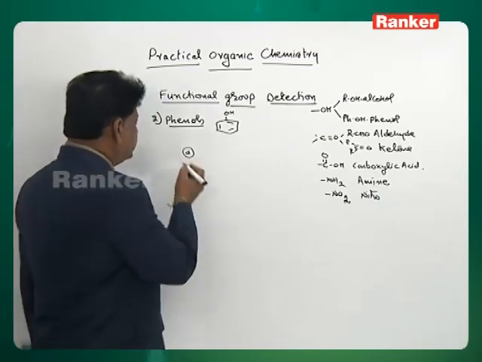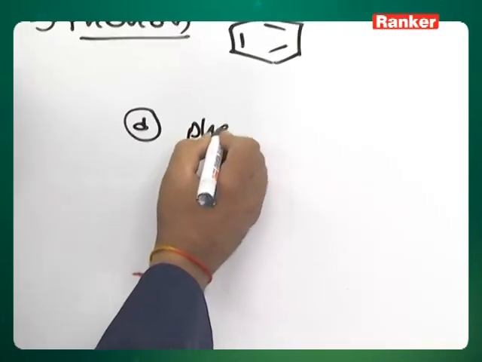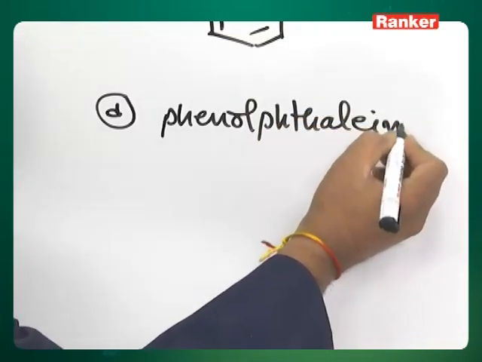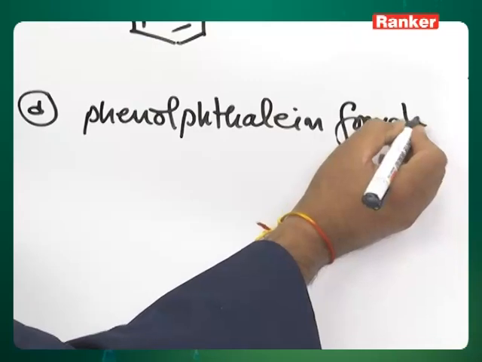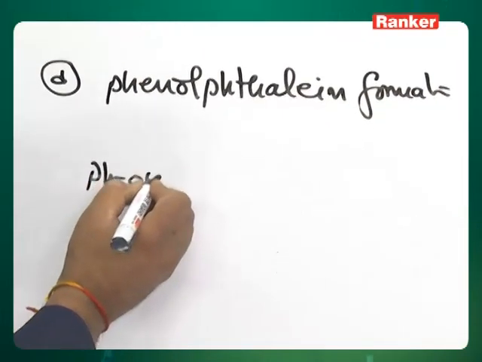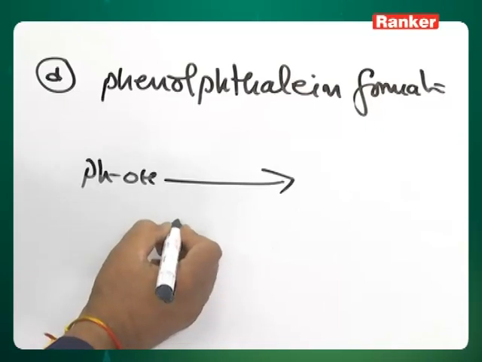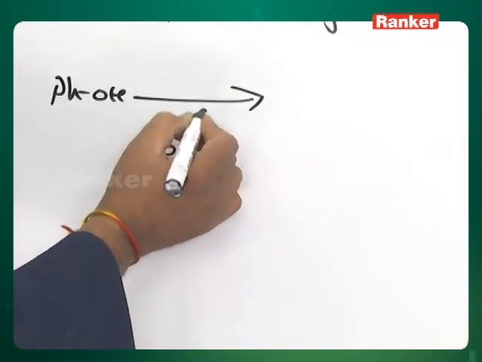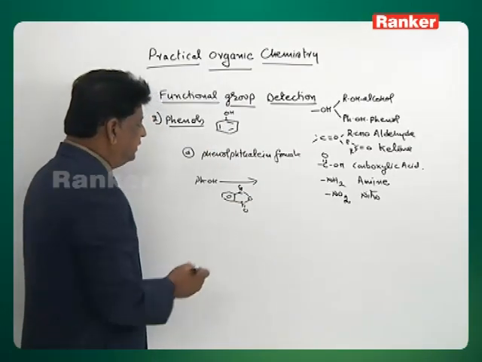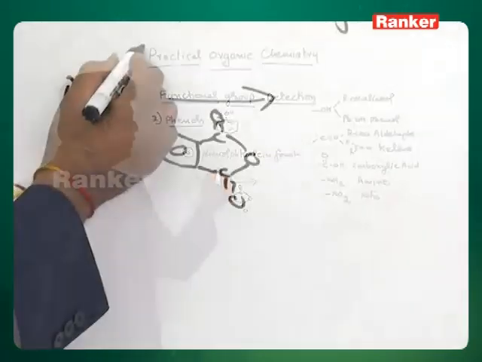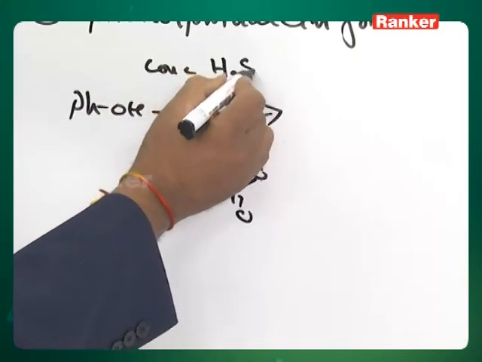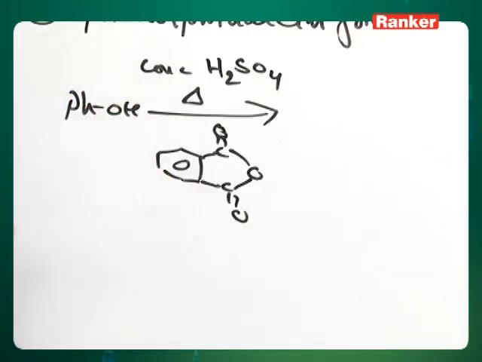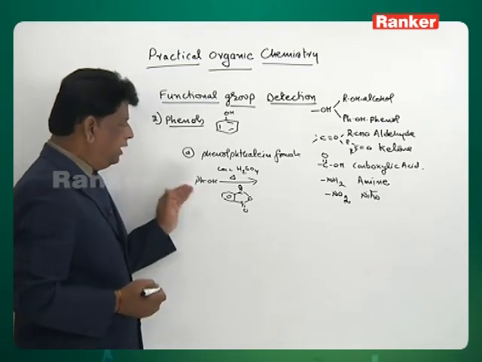Continuation of the phenol tests, phenolphthalein formation. So, take the phenol, add phthalic anhydride. Phthalic acid means benzene with COOH side by side. So, you take anhydride of the phthalic acid, this is called phthalic anhydride. In presence of concentrated sulfuric acid, heat it strongly. A few drops is enough, but you have to heat it strongly in anhydrous condition, no water.